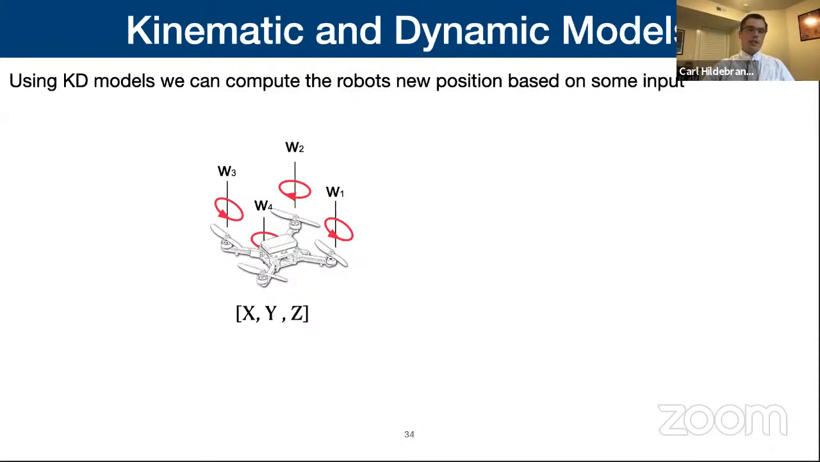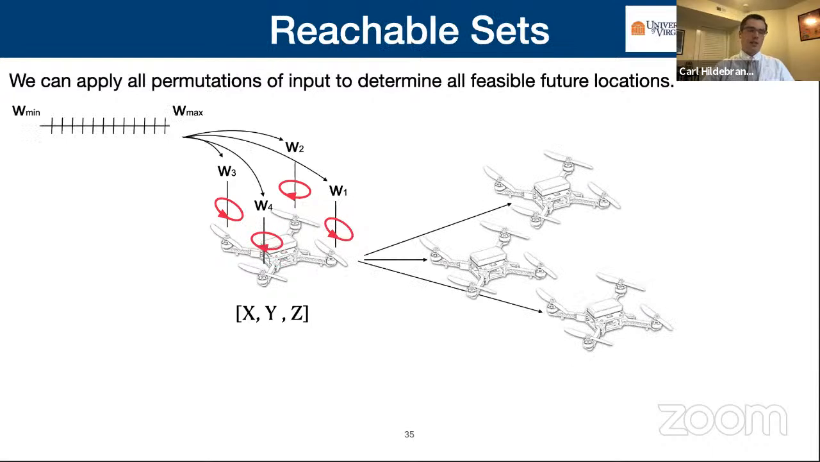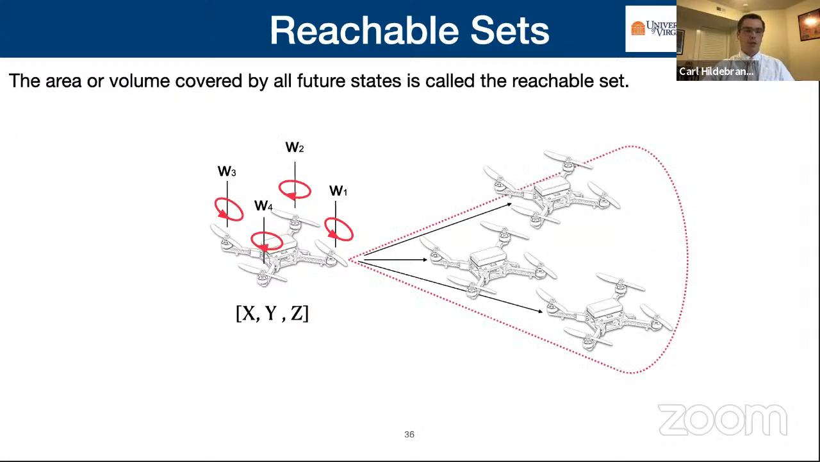In summary, using these kinematic and dynamic models allows us to compute the future position of a robot given some input, which in this case is the propeller velocity. If we were to sample all permutations of the propeller velocity and apply them to our kinematic and dynamic models, we could compute all future positions of the robot. The area or volume covered by all future states is called the reachable set. And this is the area or volume that the robot is physically able to achieve.